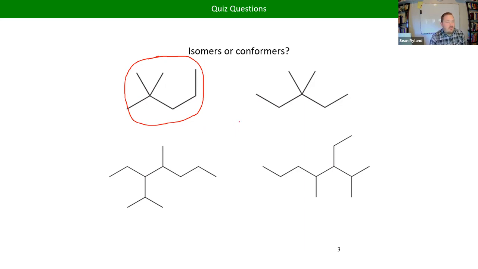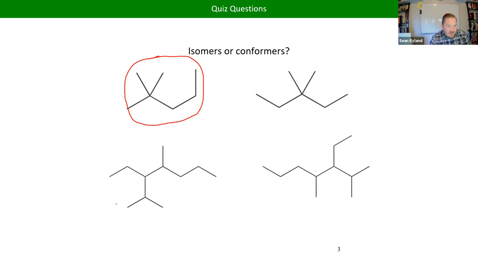All right. So anytime you name things, and if you try to name it and you get two different names, and you're sure you're following all the rules for naming, that's almost a dead giveaway that it's two different isomers. Especially if you can look at it and say, okay, to get from this one to that one, I would need to break bonds. So for the first one, it was isomers.